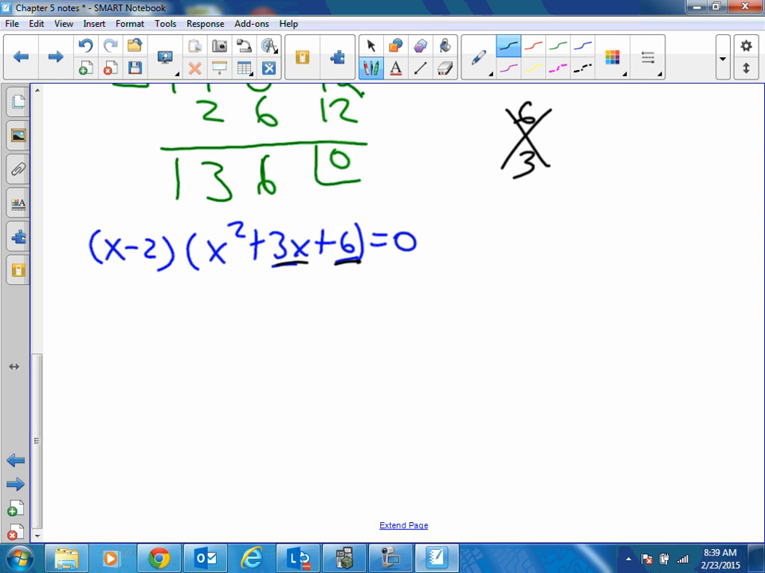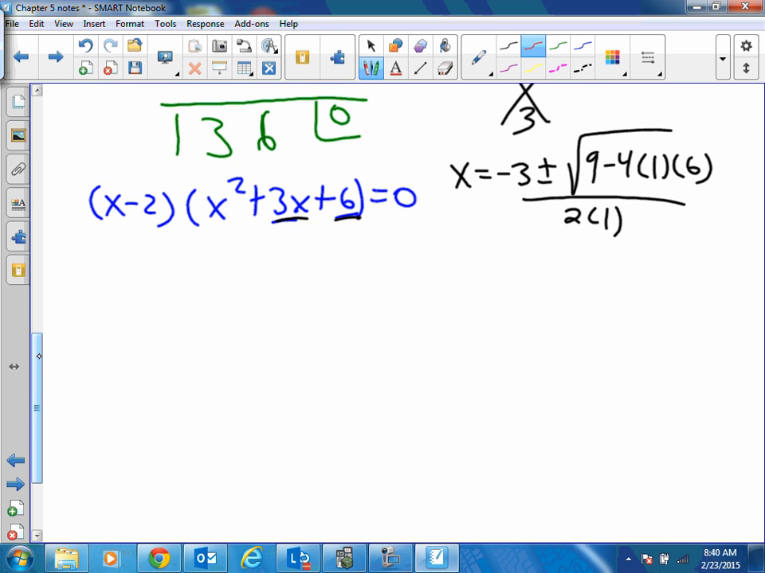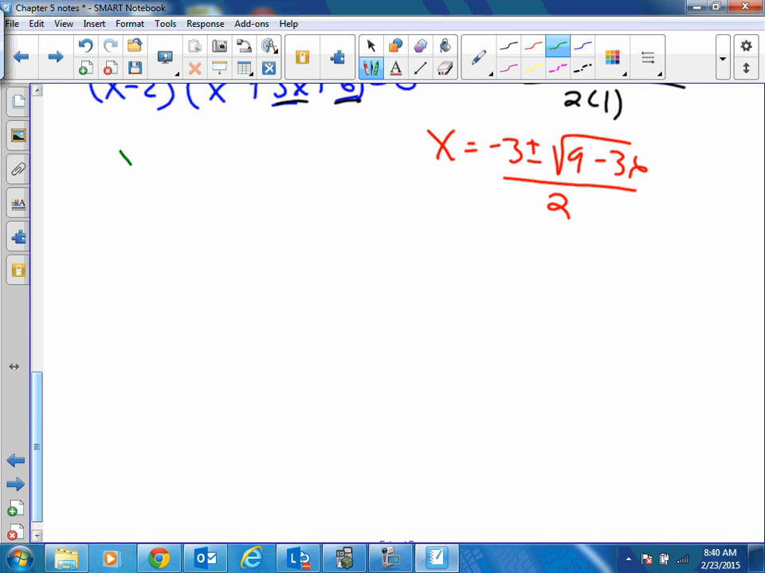So if we use the quadratic formula, x equals opposite b, negative 3, plus or minus the square root of b squared, which is 3 squared, 9, minus 4 times 1 times 6, all over 2 times 1. So if we break this down, we got x equals negative 3 plus or minus the square root of 9 minus 36, all over 2. We keep going. Negative 3 plus or minus the square root of 9 minus 36, which is negative 27, all over 2. Notice how we have a square root of a negative, okay?